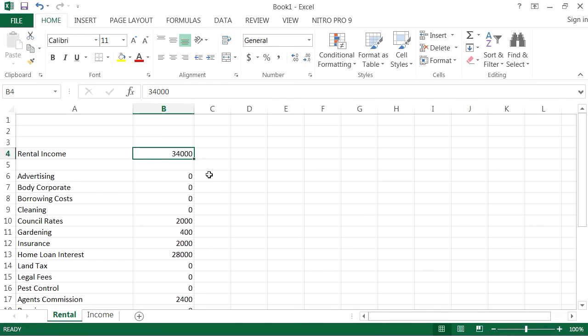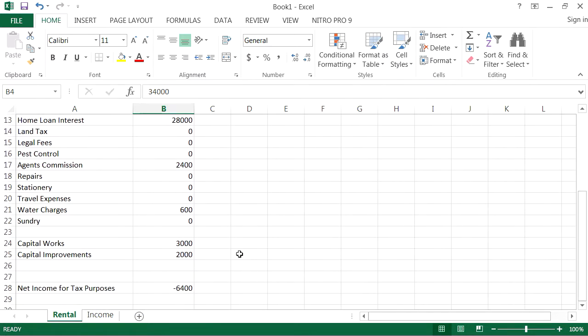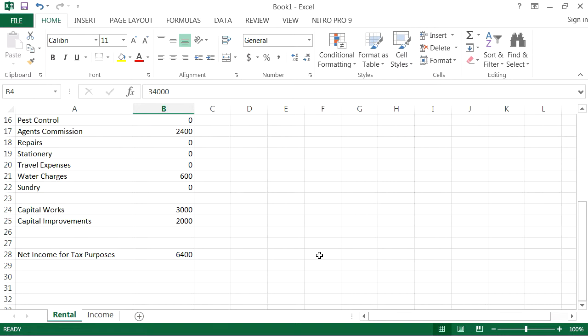This figure, rental income, has a tendency to increase in most parts of the world. So overall the net income for tax purposes tends to improve over time, which means that the tax benefit from negative gearing fades away.